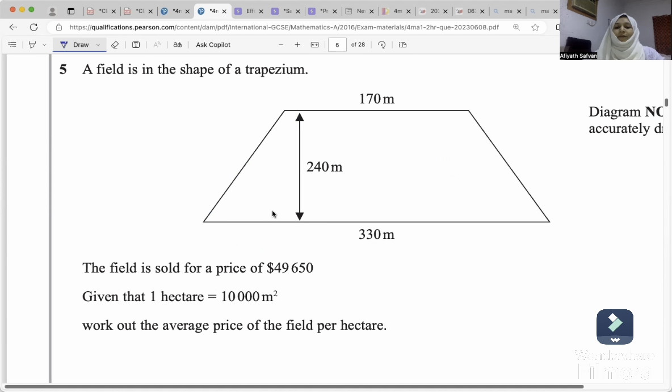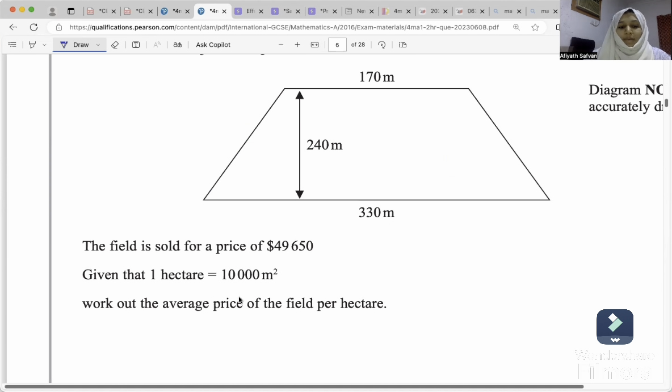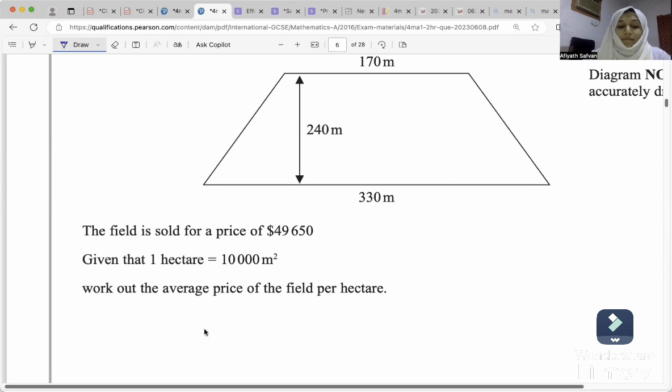A field is in the shape of a trapezium. The field is sold for a price of $49,650. Given that 1 hectare is 10,000 meters square, work out the average price for the field per hectare. So you need to find the area of this trapezium first of all.